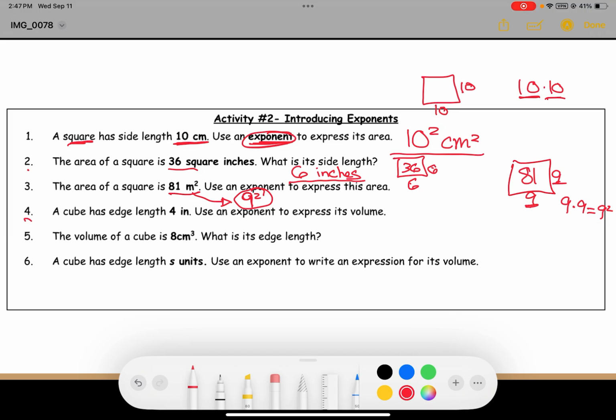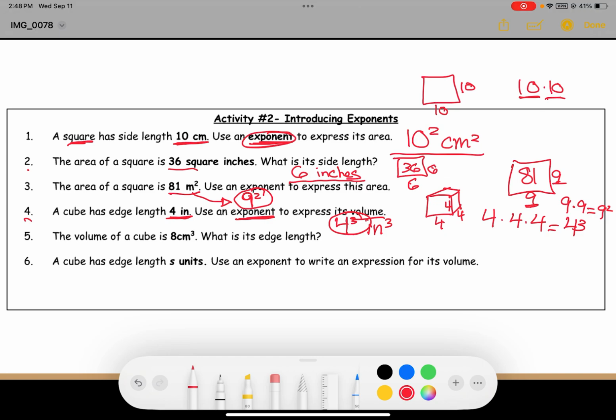Number 4. A cube has an edge length of 4 inches. Use an exponent to express its volume. So we know if one of the sides of a cube is 4, that means the other side is 4, and the other side is 4. So to find the volume, we multiply the 3 dimensions, 4 times 4 times 4, which is the same as 4 to the third power. We don't even need to solve. We just write it as 4 to the third power. Technically, we write it as inches cubed, but you can just write 4 to the third power.